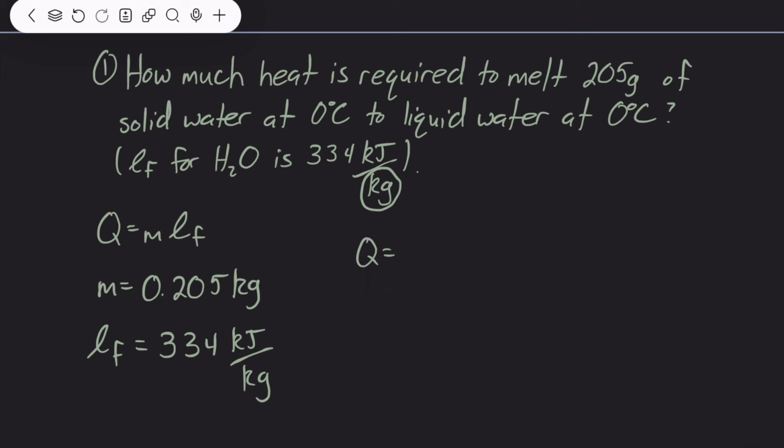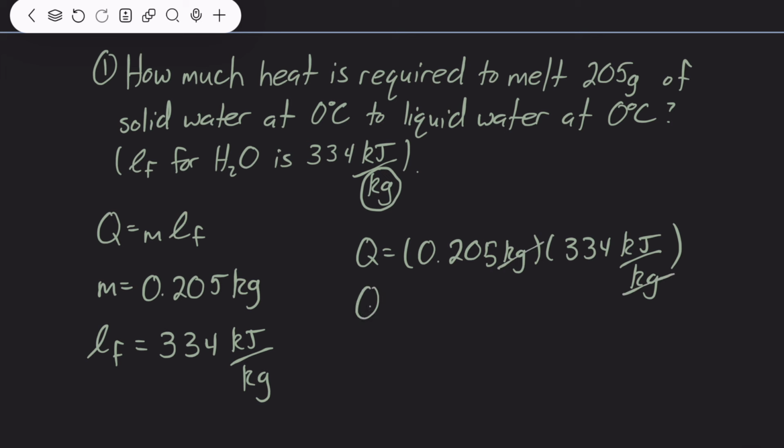So we have Q is equal to the mass, which is 0.205 kilograms, multiplied by 334 kilojoules per kilogram. Just a quick talk about our units. Kilograms is going to be gone, and we can go ahead and calculate our answer.